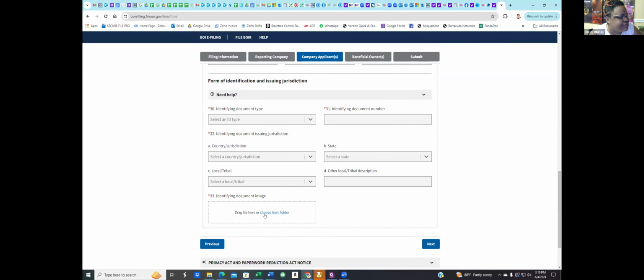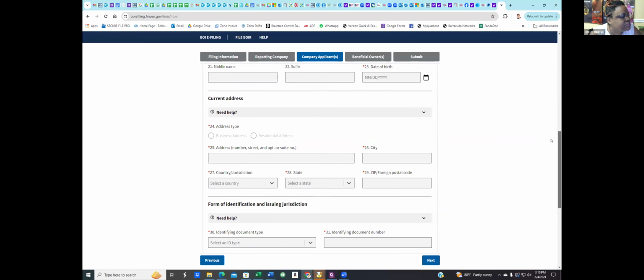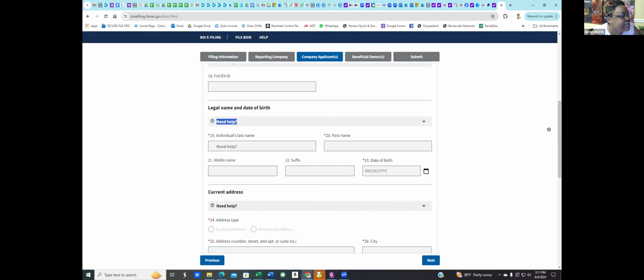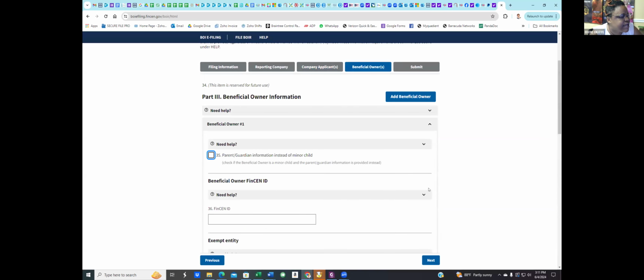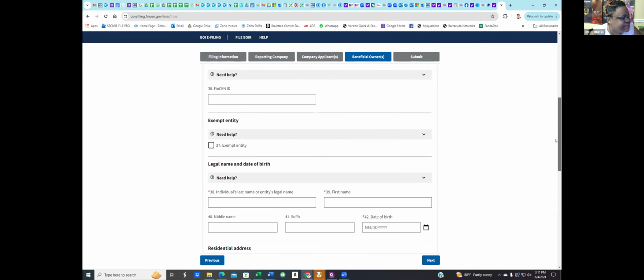And then now I need to upload an identifying document. So it looks like it's asking me for a copy of my ID. Hold on, I'm trying to see here. Okay, I don't know why it looks like it's not asking for any of that, because it's an existing one. So I click on next. And the beneficial owner, whether it's a parent or guardian information instead of a minor child, I'm not putting any of that information. Exempt is not exempt.